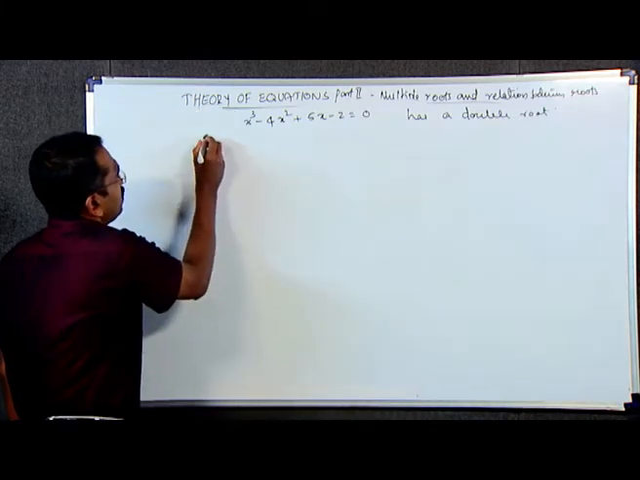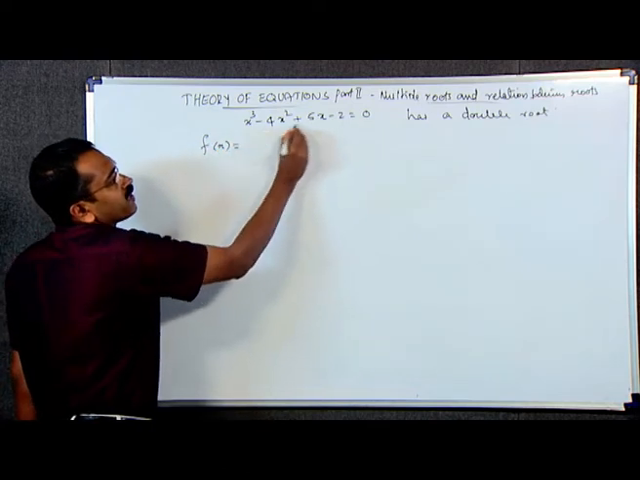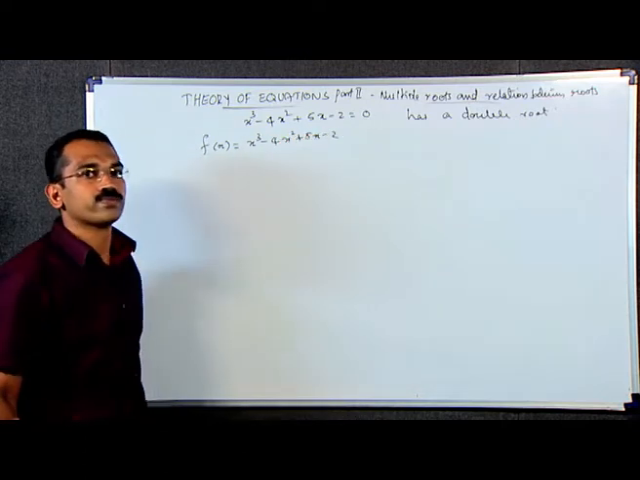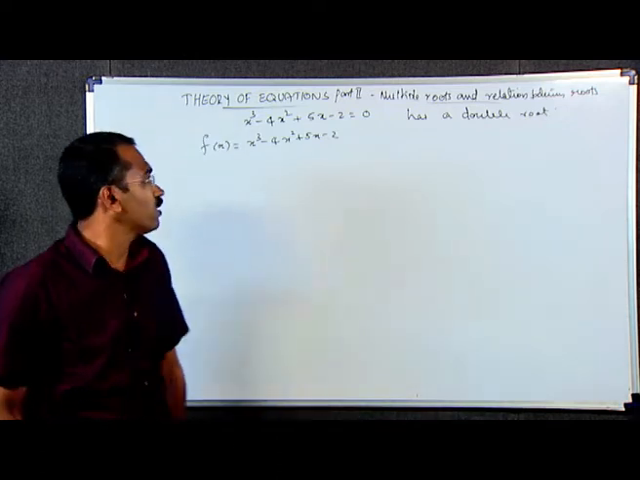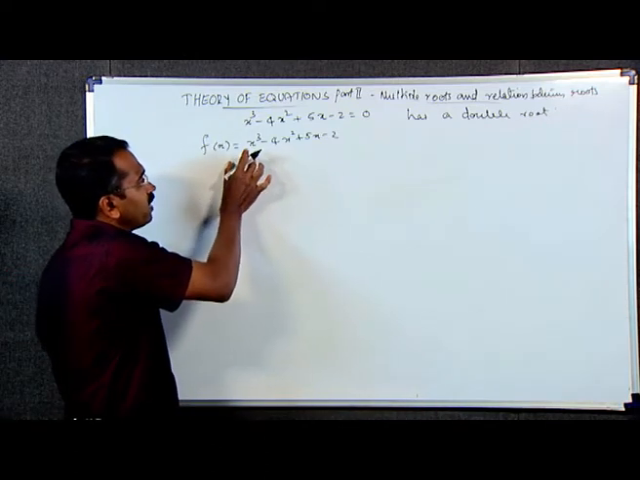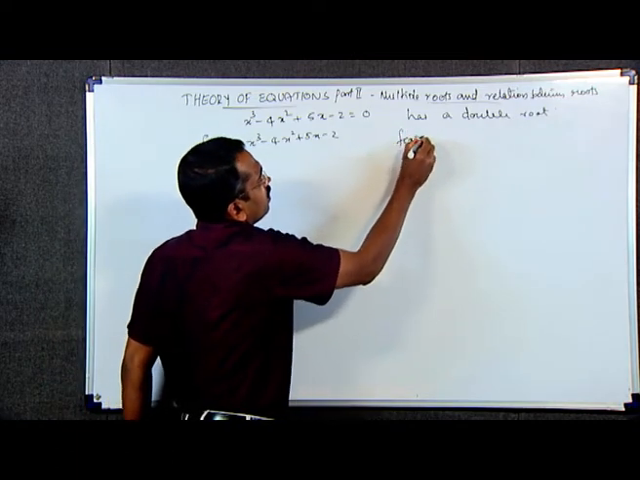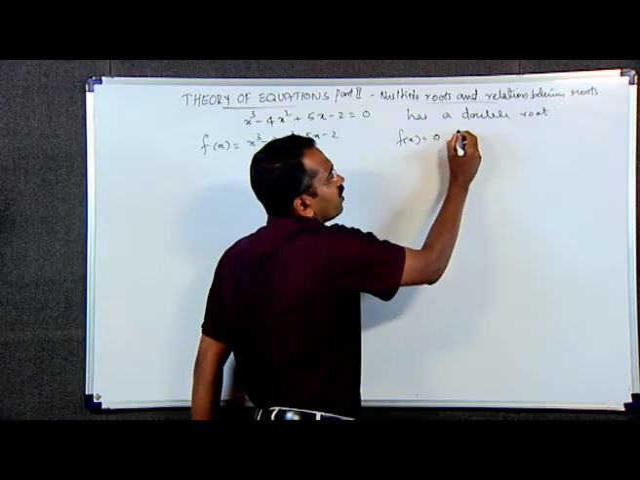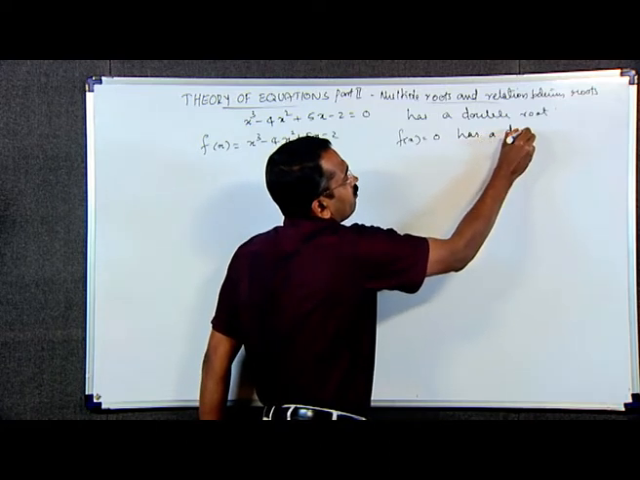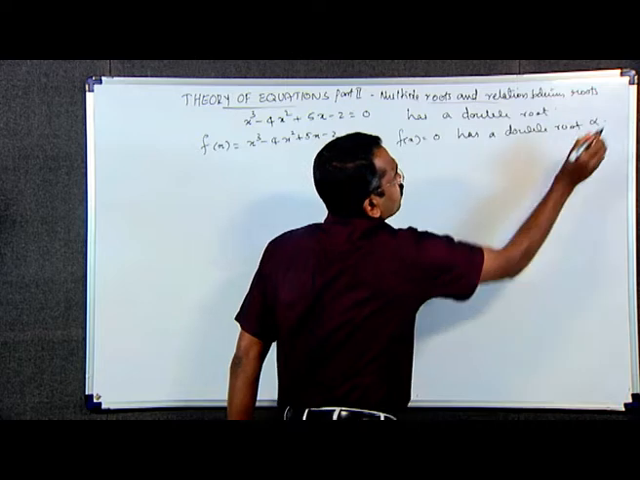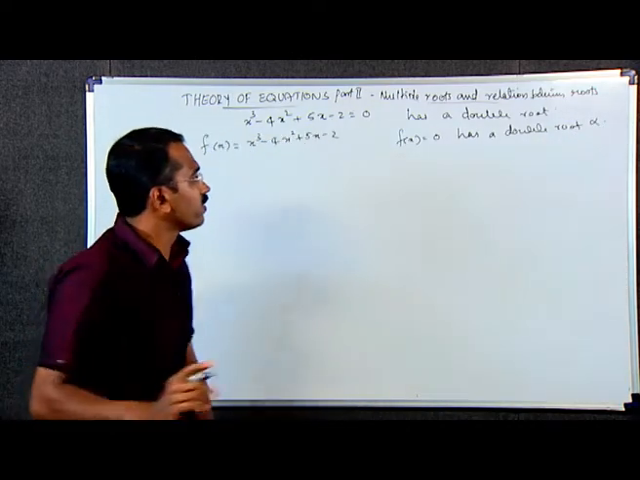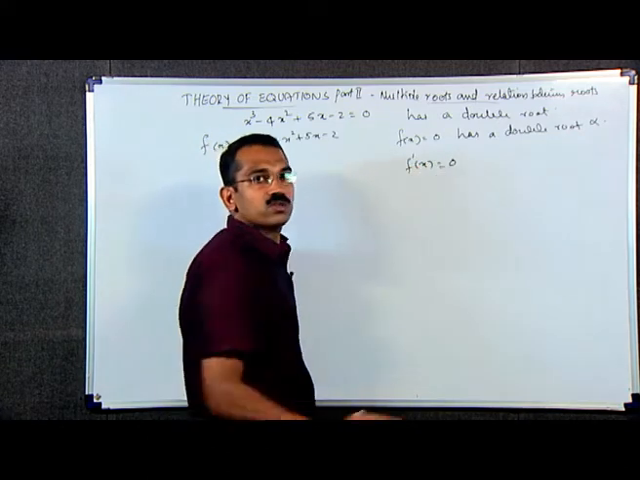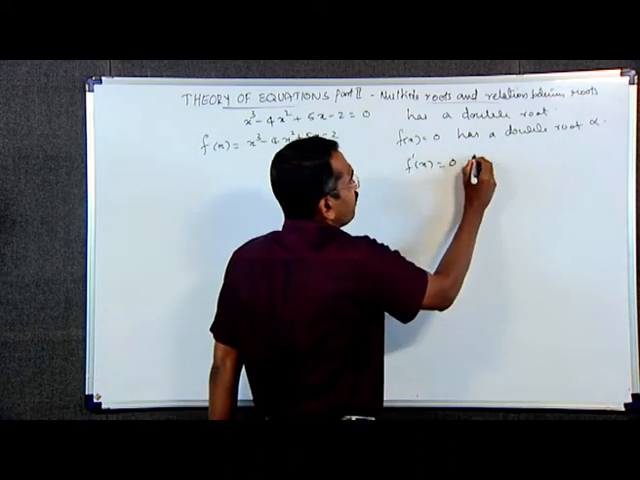We take f of x as the left hand side function x cube minus 4x square plus 5x minus 2. Here, assume that f of x equal to 0, that is x cube minus 4x square plus 5x minus 2 is equal to 0, has a double root alpha. Then, from the above theorem, we can say that f dash of x equal to 0 has a root alpha.